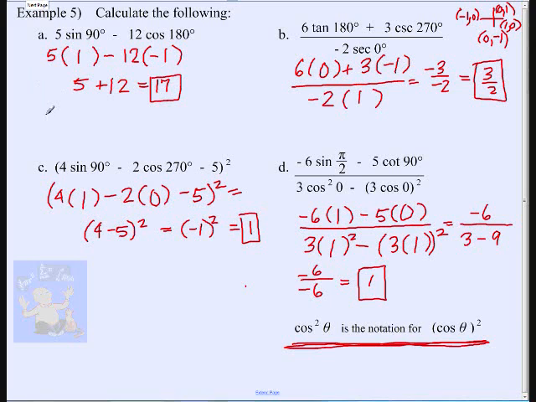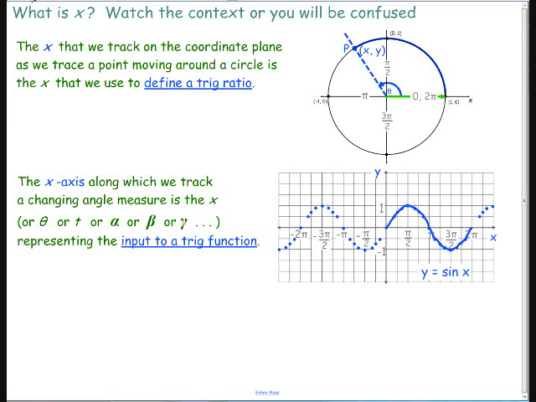So that's an example of using what we know about the quadrant angles to establish the trig functions and evaluate an expression. Something I want to warn you about, you need to watch the context of what you're talking about when you talk about x. There's an x that we track on the coordinate plane as we trace a point which is going around a circle.